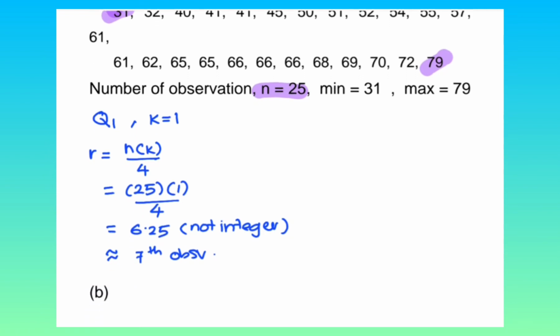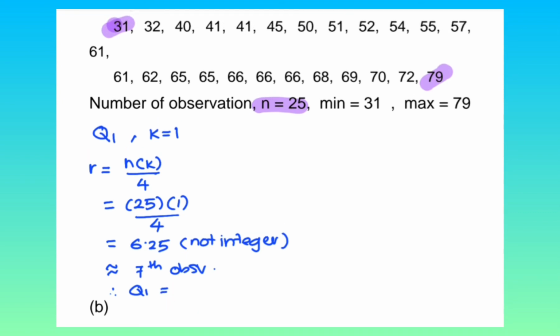Therefore, Q1 is equal to the 7th observation. So Q1 is: 1, 2, 3, 4, 5, 6, 7. The 7th observation is 50. So this is Q1.